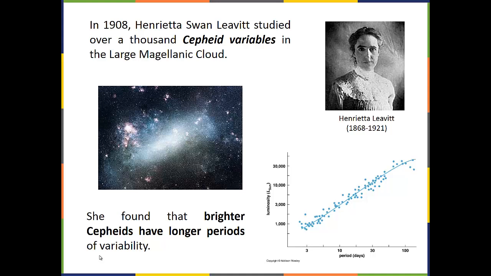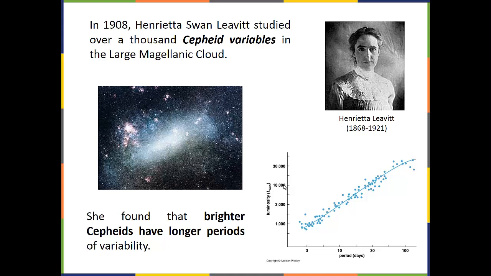If you discover a Cepheid and see that it has a period of 30 days, that means it's around 10,000 times as luminous as the sun. You compare this with how bright it appears to be, and that tells you its distance. The Large Magellanic Cloud is far. It's a couple 100,000 light years away.